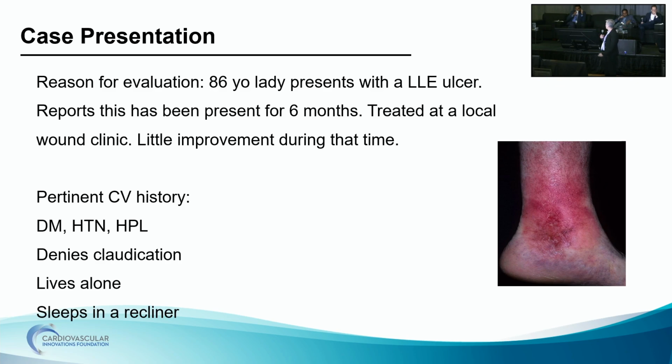So the case is that of an 86-year-old lady who presents with a left lower extremity ulcer, reports that this has been present for about 6 months. She's been seen by another local wound clinic and has had very little improvement in the ulcer during that time. She has typical cardiovascular risk factors: diabetes, hypertension, hyperlipidemia. She denies any symptoms of claudication. She lives alone, and she currently sleeps in a recliner.